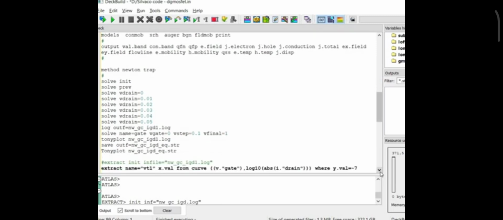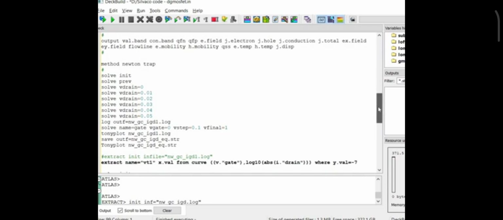One more thing, to find the DIBL, we have to run your code for two drain voltages. First, we run the code for a drain voltage of 50 millivolt. Vdrain 0.01, 0.02, 0.03 up to 50 millivolt. Next, log, solve, TonyPlot, solve gate voltage from 0 to 1 volt. The gate voltage is the same, but the drain voltage is different in these two VT codes.